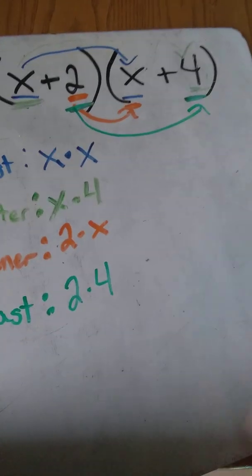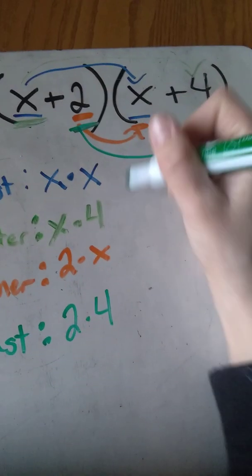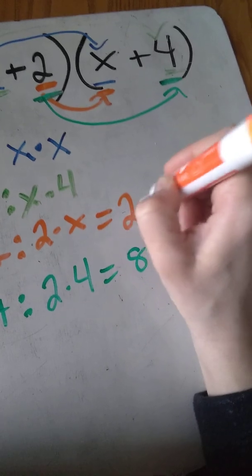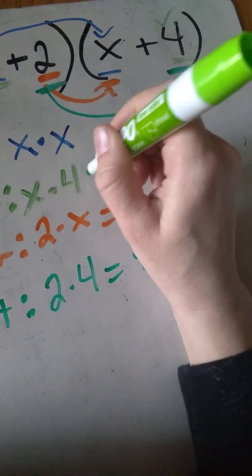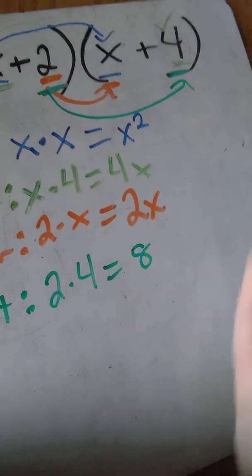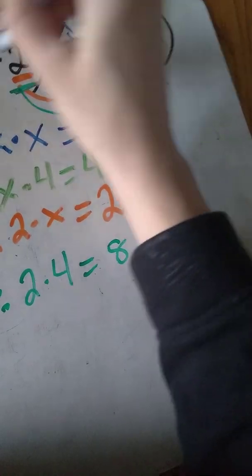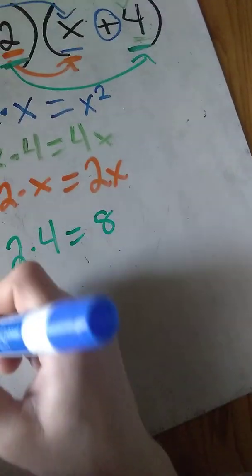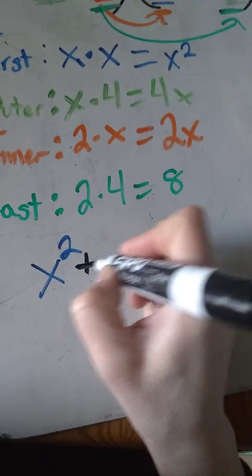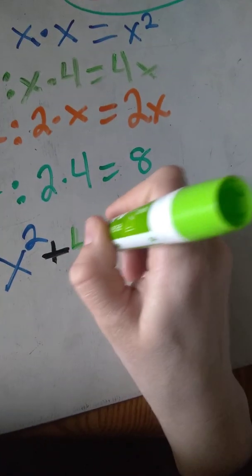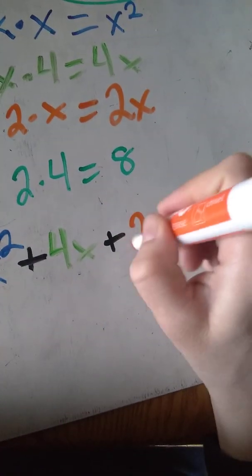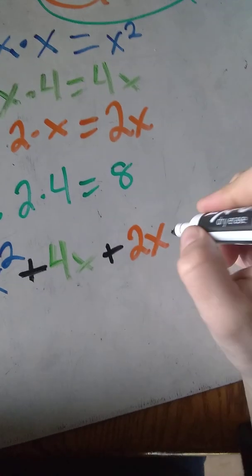Then we simply are going to write this all out. So this becomes 2 times 4 is 8. 2 times x is 2x. x times 4 is 4x. And x times x is x squared. Those are both plus signs. So I'm just going to add all these together. So I get x squared plus 4x plus 2x plus 8.